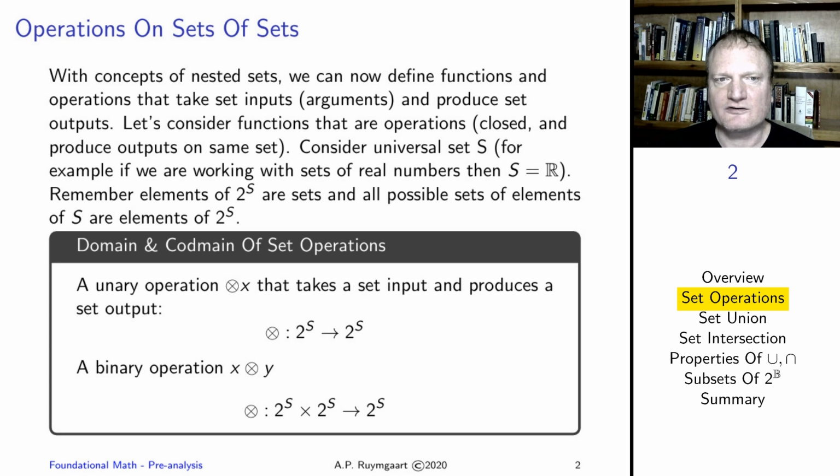For a binary function, our domain is a Cartesian product of the power set of our universal set with itself, and our codomain is the power set of our universal set. So we have mappings in the case of a binary operation that takes set inputs that are elements of the Cartesian product of the power set with itself. These are tuples, these are ordered pairs in which each element of the ordered pair is a set itself.